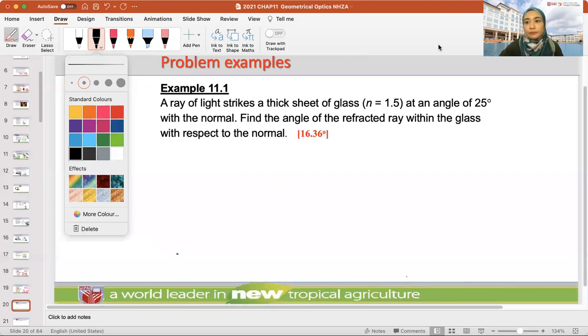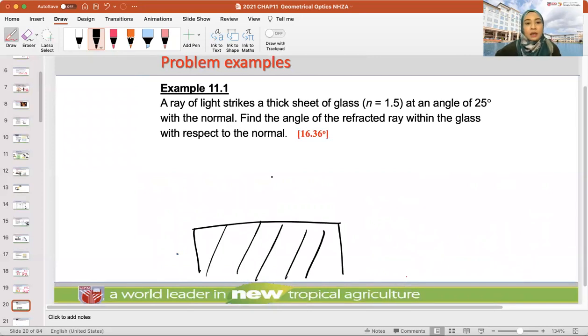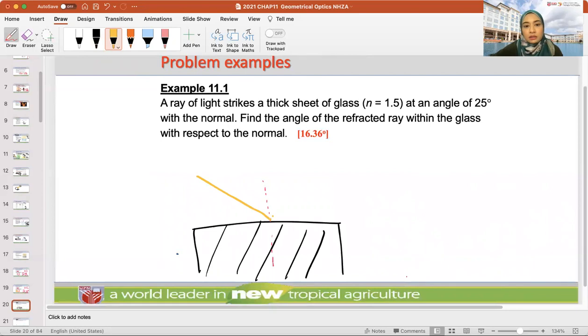Okay, so a ray of light strikes a thick sheet of glass. Let me draw this glass. It's thick. Okay, so let's draw our ray and our normal. Normal is always 90 degrees with respect to the boundary. Our ray of light strikes this thick sheet of glass at an angle of 25 degrees with the normal. Find the angle of the refracted ray within the glass with respect to the normal.